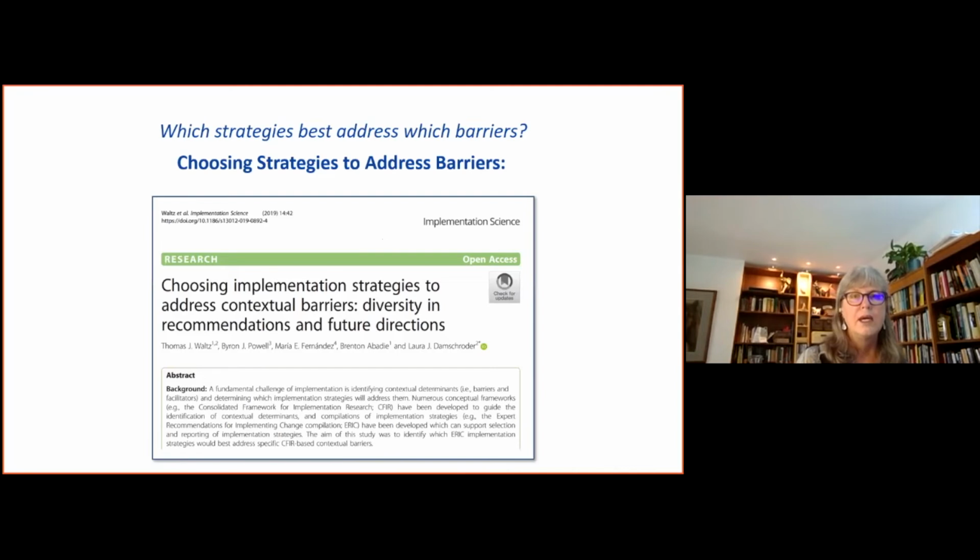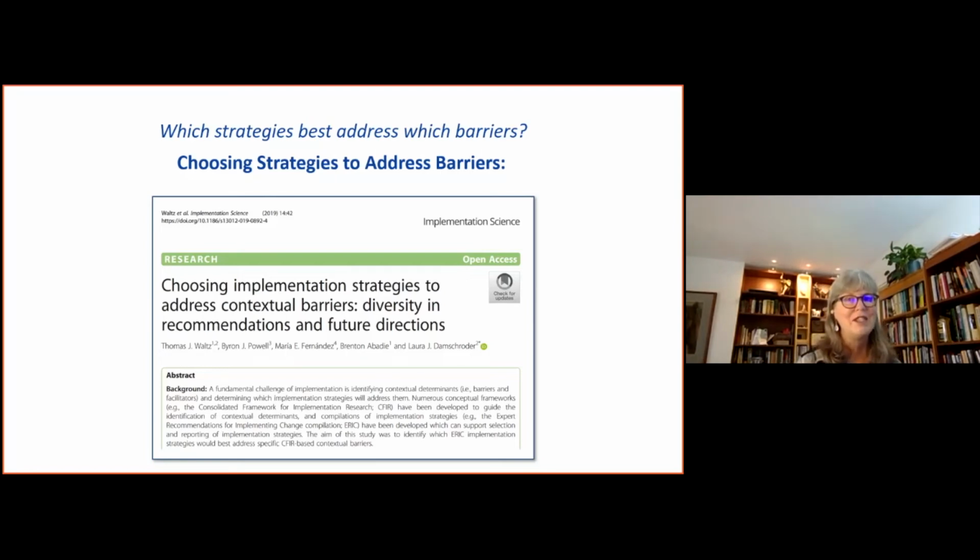We worked on a tool. What we wanted to develop was a tool that would link the CIFAR framework, which I just reviewed, to ERIC strategies. So our basic question: we reached out to practitioners and implementation experts to ask them what strategies they would recommend for addressing each of the CIFAR barriers. And that's a whole other talk in and of itself.